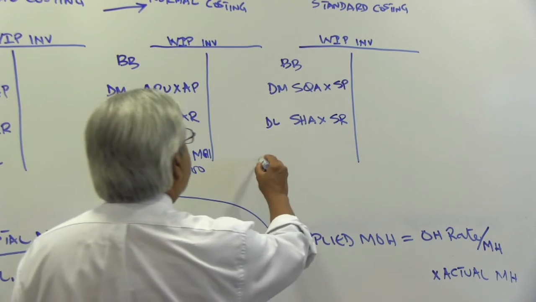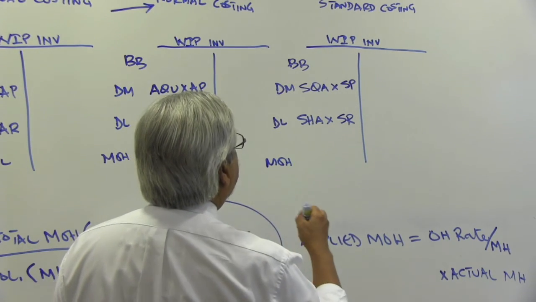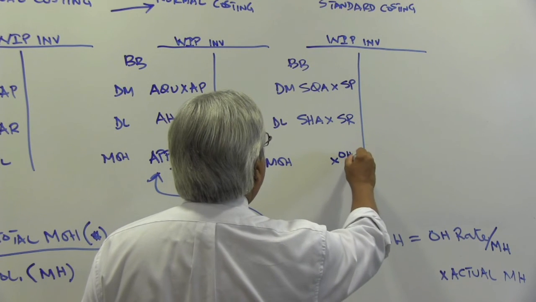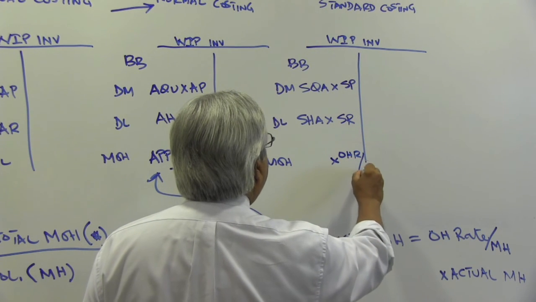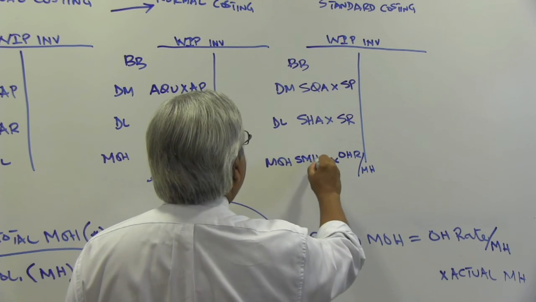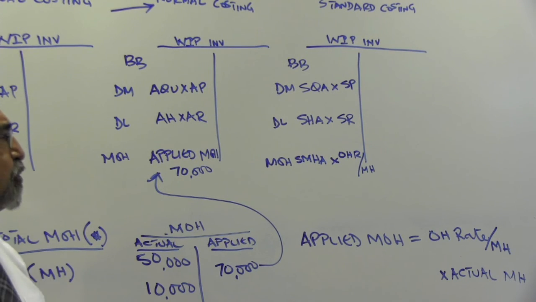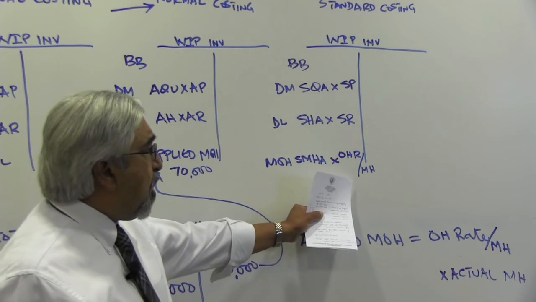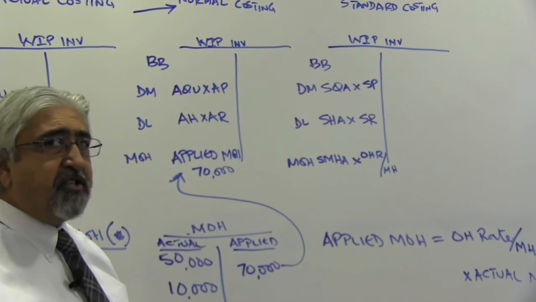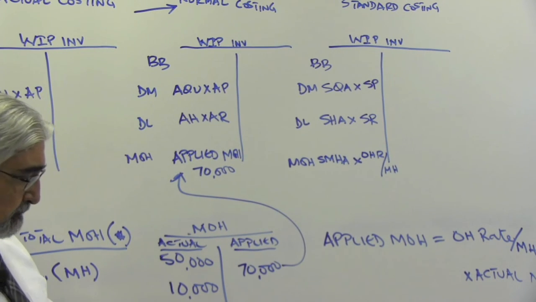For manufacturing overhead, let us say that the overhead rate is per machine hour. I would take the overhead rate per machine hour and multiply it by the standard machine hours allowed for actual output. This is not a division, this means per. Overhead rate per machine hour, not overhead rate divided by machine hours.